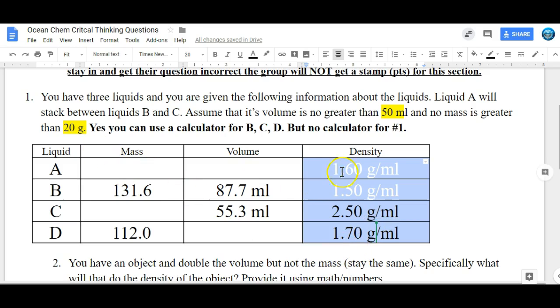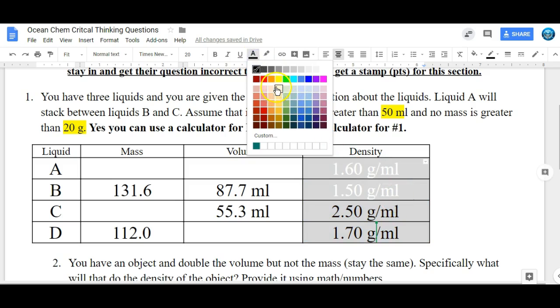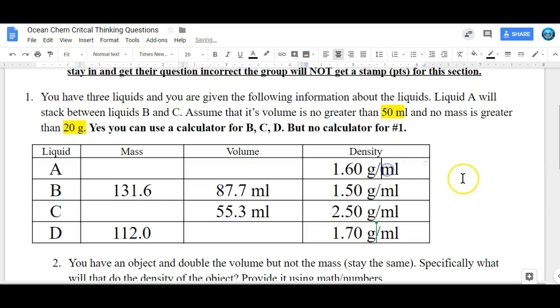Now, what about their mass and volume? You just need a number. Okay, so you need a number that's going to equal 1.60 grams per mL. Now, a lot of people overthink this. So just get 2 numbers that are easy to divide that's going to give you 1.60. So I recommend something really low. Again, it cannot be greater than 50 for volume, and it cannot be greater than 20 for mass. What's going to give you 1.60?